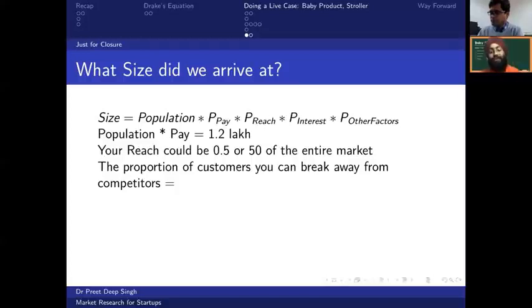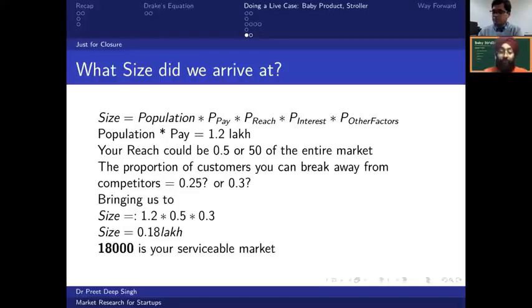What proportion of these customers can you break away from competitors? You know, some of these might be very conscious that my great grandfather got me a Swaburn stroller, I will buy a Swaburn stroller for my children. We only trust brand A. We only trust brand B. We want an international brand, or we want an organic brand. We want a brand that does not pollute the environment. We want a brand that is 100% eco-friendly. We want a brand that has something for children, right? So all these preferences you need to account for, right?